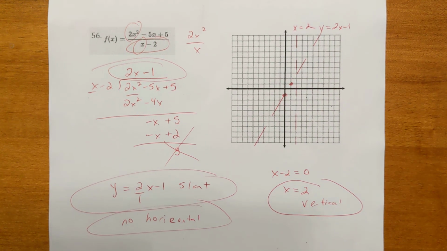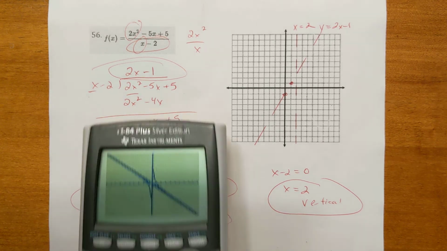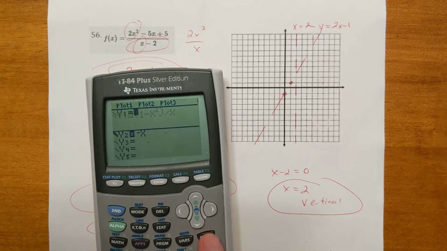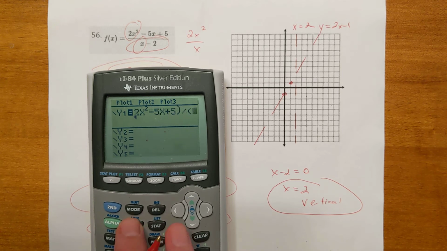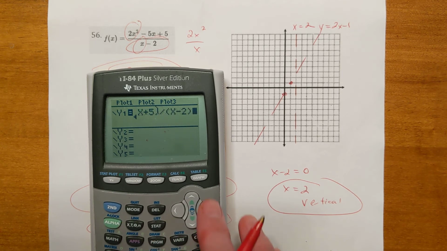All right, so let's put it in the calculator. Clear it out. So we have, in parentheses on the top, 2x squared minus 5x plus 5, and then divided by, in the denominator, x minus 2. Hit graph.